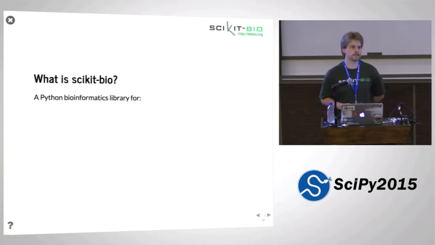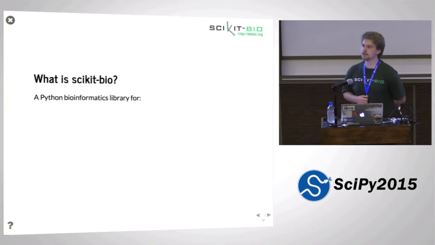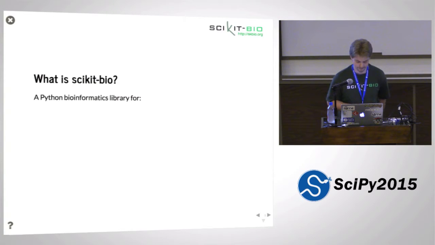So what is Scikit-Bio? Scikit-Bio is a bioinformatics library that implements data structures, algorithms, and file formats that are used in bioinformatics. We just hit beta as of 8/26 last night, so we're really excited to show you some of the new features we have.